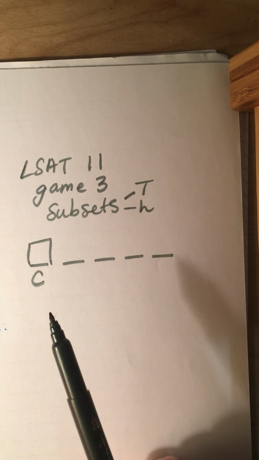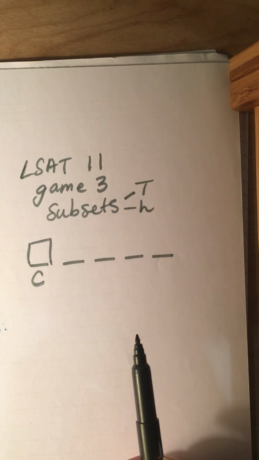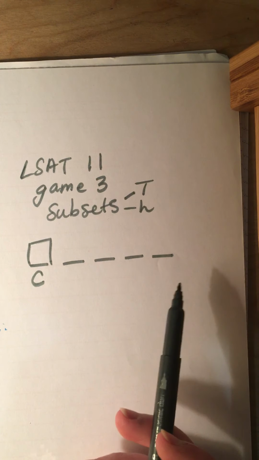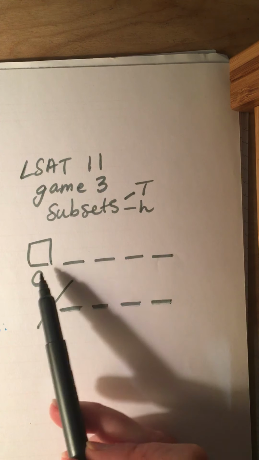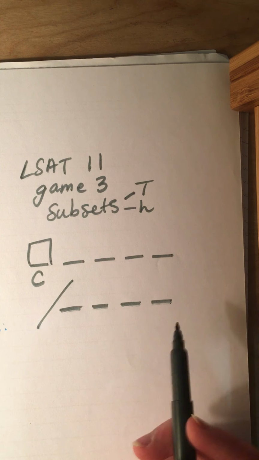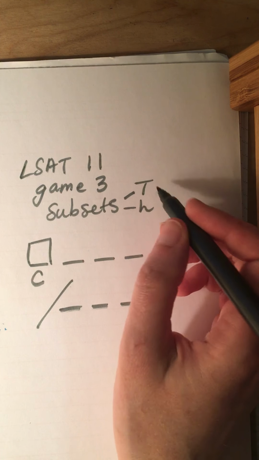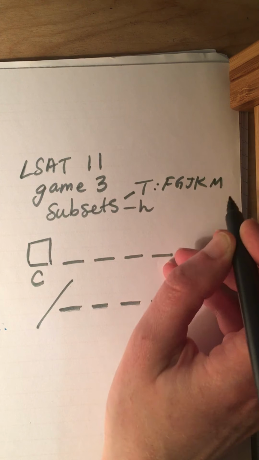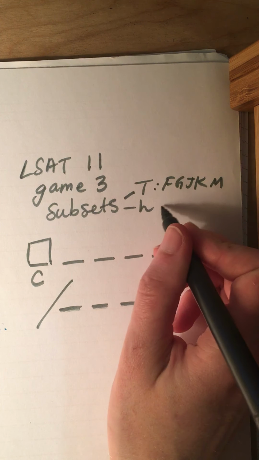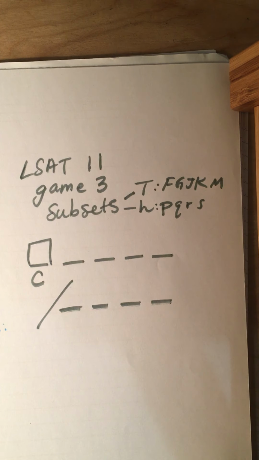Also, we are selecting 5 from a group that totals 9. So that means that this is an in and out game, and we're going to have 5 in and 4 out. Right? So we're selecting 5 out of 9, and so the remainder there would be 4. Okay, and our players here, we've got F, G, J, K, and M for the tenants, and we have P, Q, R, and S for the homeowners.